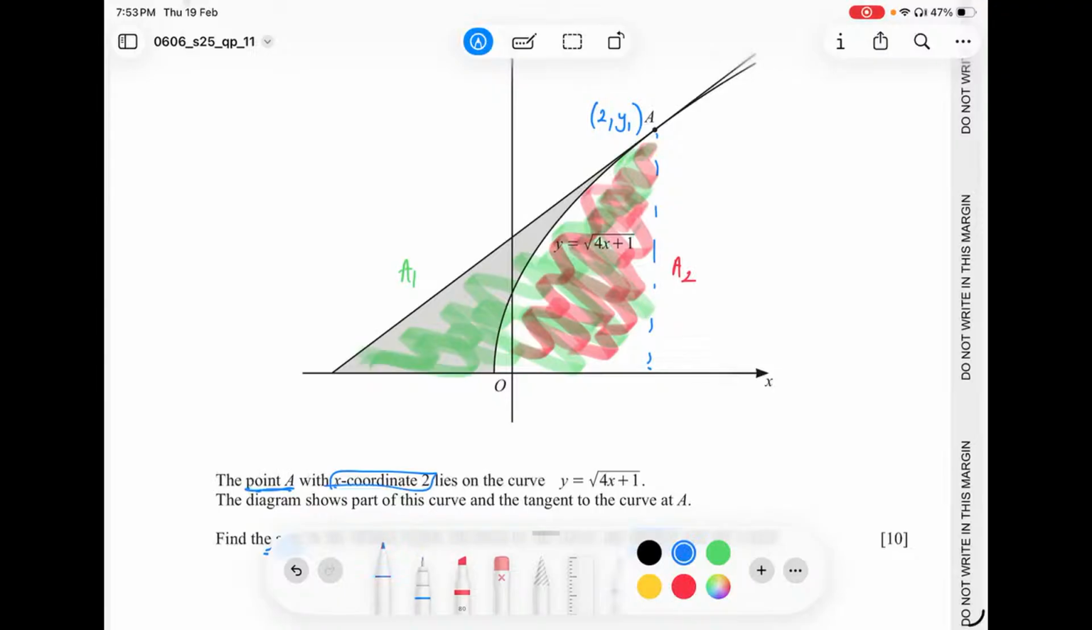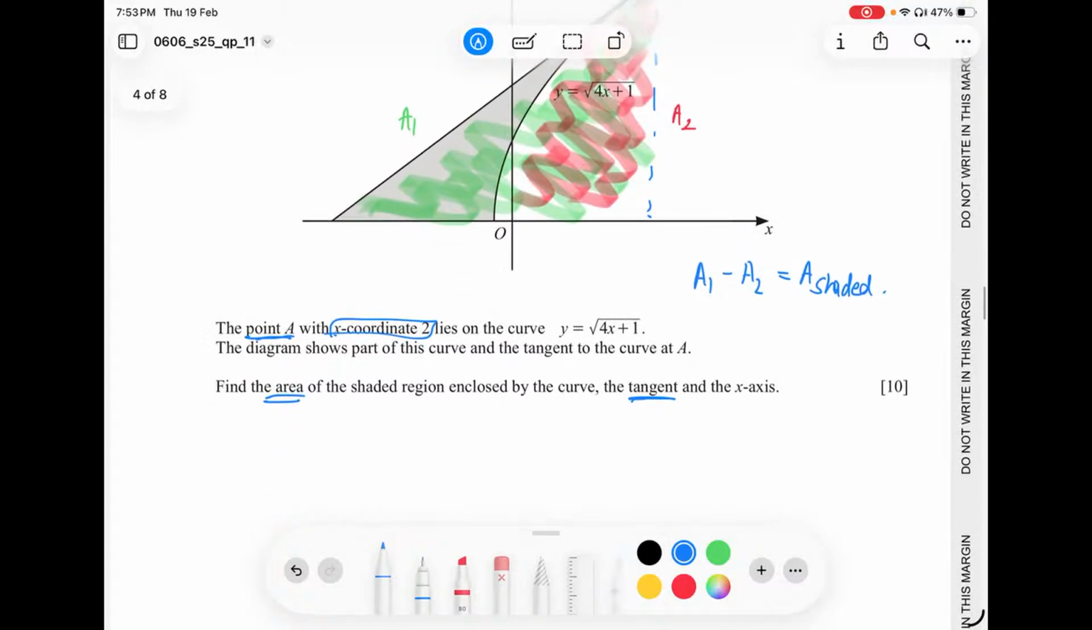So when you do A1 minus A2, you will get the area shaded. So that's our idea, the fundamental idea of how to go about it.